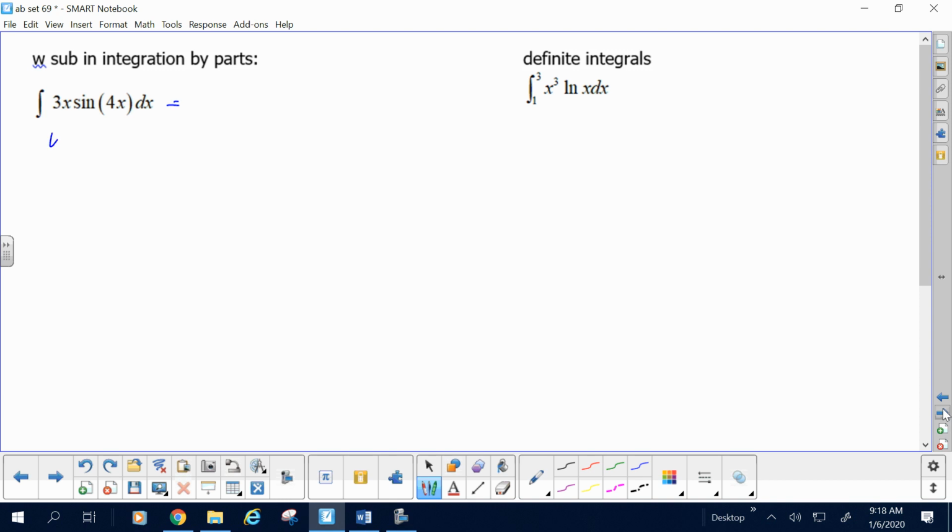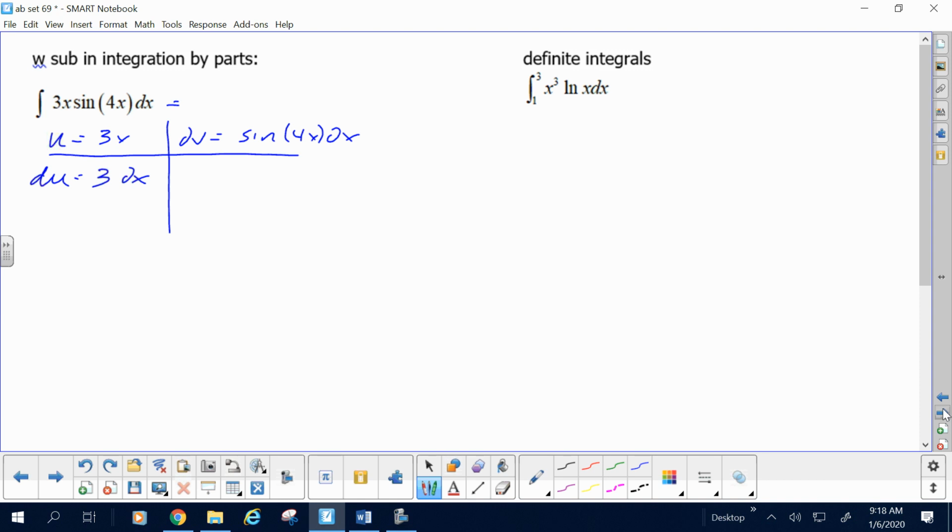What shall we let u equal? 3x, right? And therefore dv is sine of 4x dx, yeah? All right, now du is obviously pretty easy. du is 3dx, okay? This is where I say w sub, because to integrate sine of 4x, you're integrating something with a function within a function. Now, I don't require that you actually u sub this or w sub this. If you can, I would prefer that you integrate this by guessing.